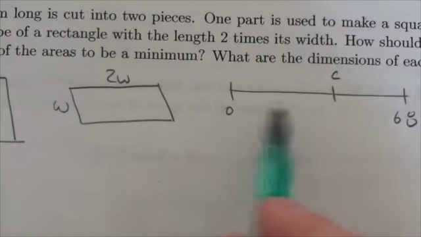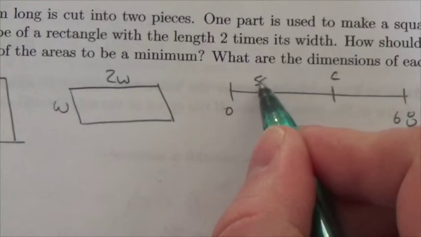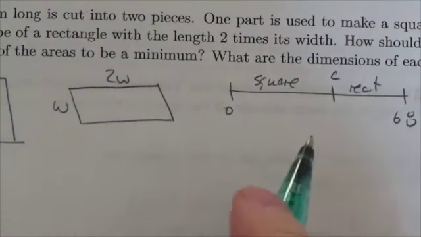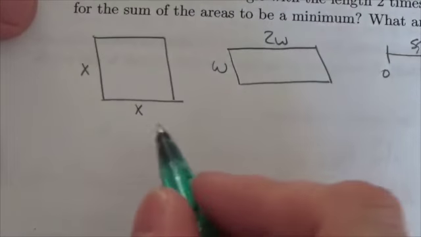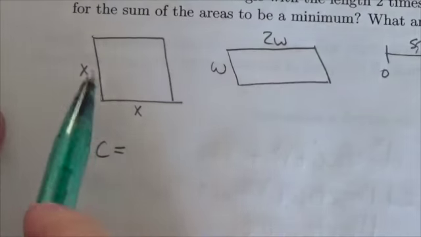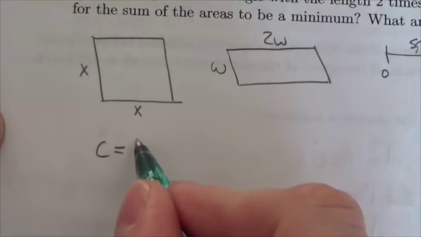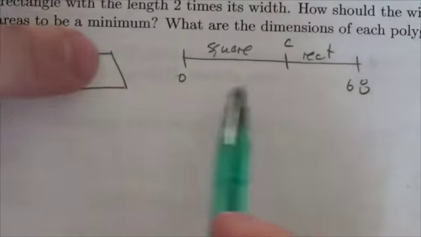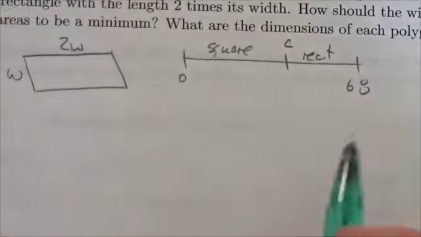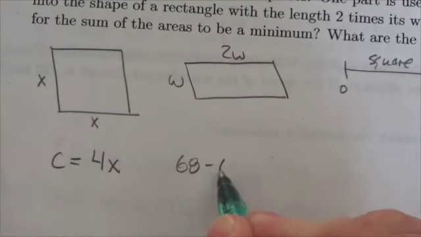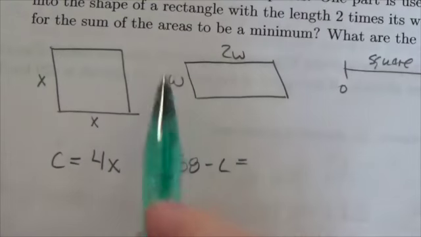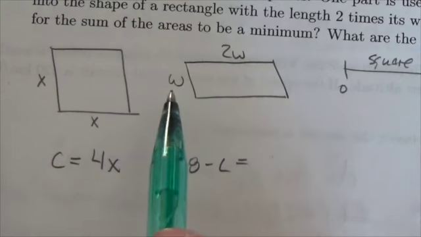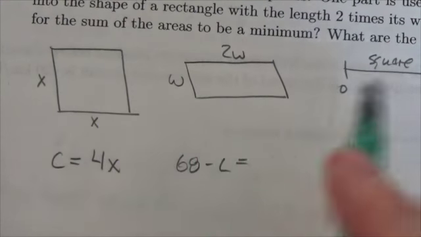Now, let's say this right here is going to be the square, and this over here is going to be the rectangle. If that's the case, then we've got C centimeters going to the square, and the square is going to have a perimeter of 4x. That also leaves 68 minus C going to the rectangle, and the perimeter of the rectangle is going to be 1, 2, 3, 4, 5, 6 W's.